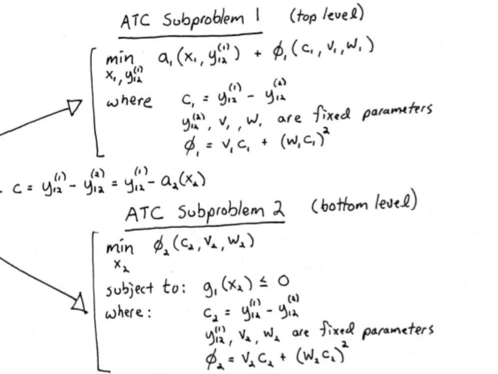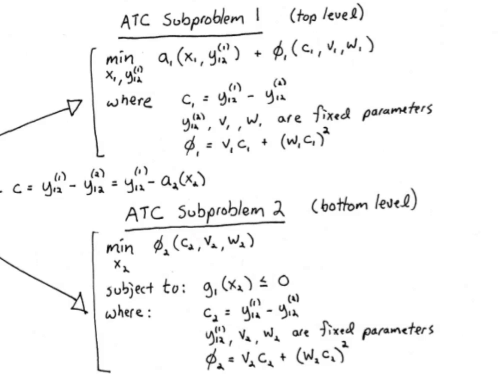With this system partition, subproblem 1 has no local design constraints. It is an unconstrained optimization problem, so it can be solved with an algorithm like Newton's method. In fact, since the objective function is quadratic, an analytical solution to subproblem 1 can be derived by setting the gradient of the objective equal to 0 and solving for x1 and y12 superscript 1.